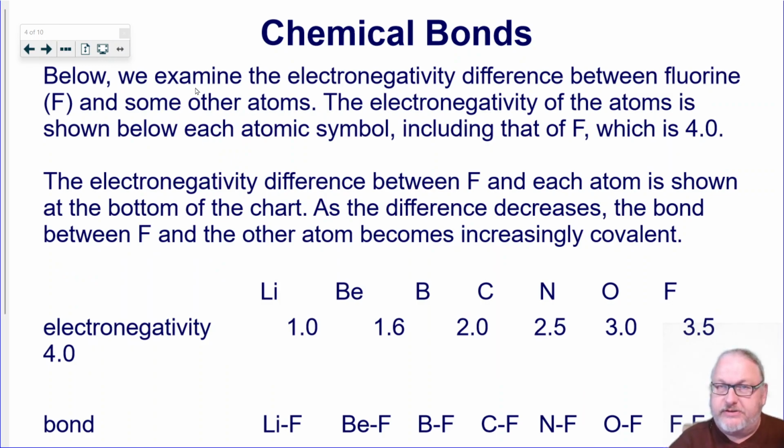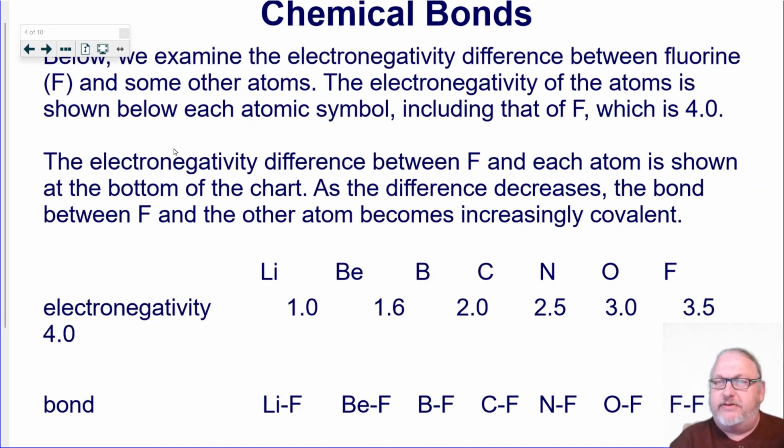So let's look at this example. Let's look at the electronegativity differences between fluorine, which is the most electronegative atom, and some of the other atoms. The electronegativity of the atoms is shown here in this little chart, right? So lithium is 1, beryllium is 1.6, boron is 1.2, carbon 2.5, nitrogen is 3, oxygen is 3.5, and of course fluorine is 4, all right?